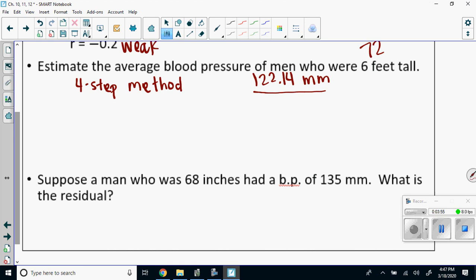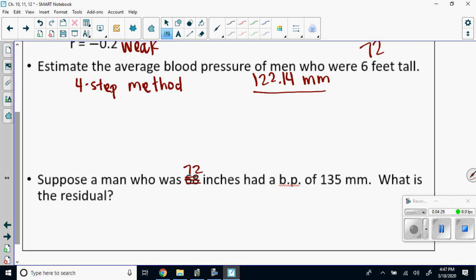What we found for a 72-inch tall man, we found that, this is not correct, for a 72-inch tall man, we found that he actually had a blood pressure of 135. So we predicted 122, he had a blood pressure of 135. So what I want to know is the RMS error for that.